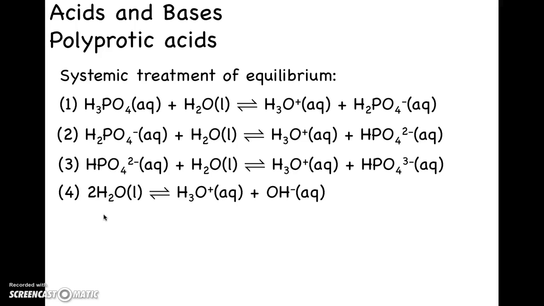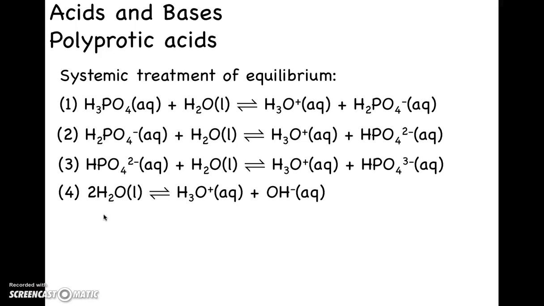The bottom equation is the self-ionization of water, in which two molecules of water react with one another to give hydronium and hydroxide. If we assume that you have a 0.1 molar solution of the initial acid, the H3PO4, then can you work out the different concentrations of all the species present? Go ahead, pause the video, and try to work this out. I'll wait.